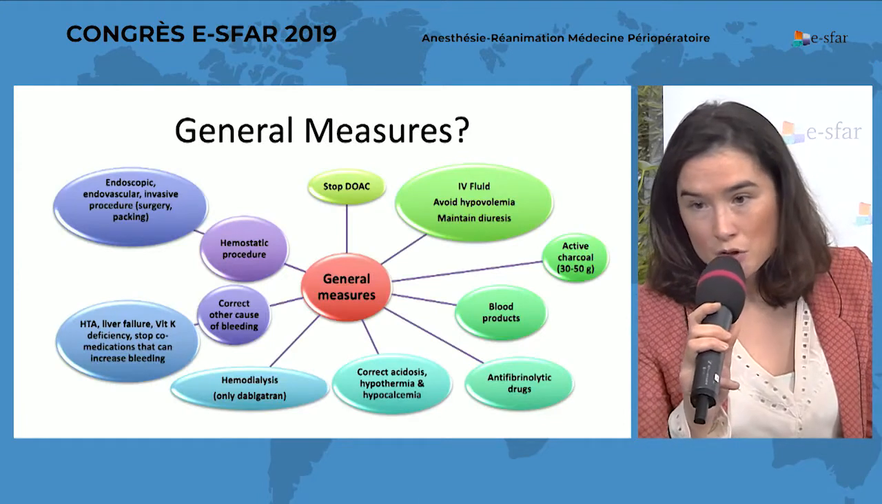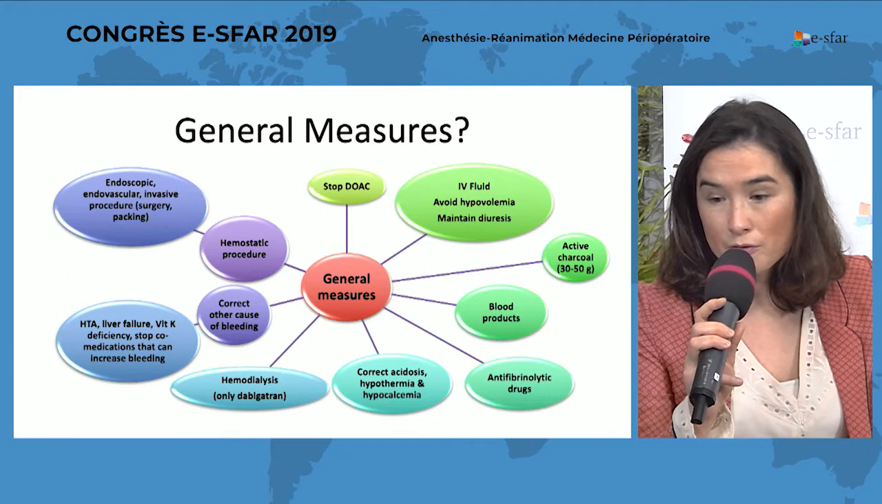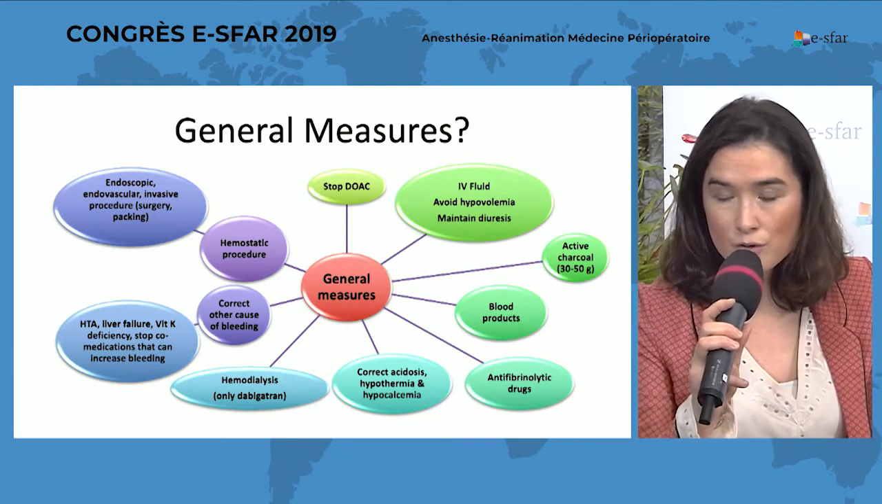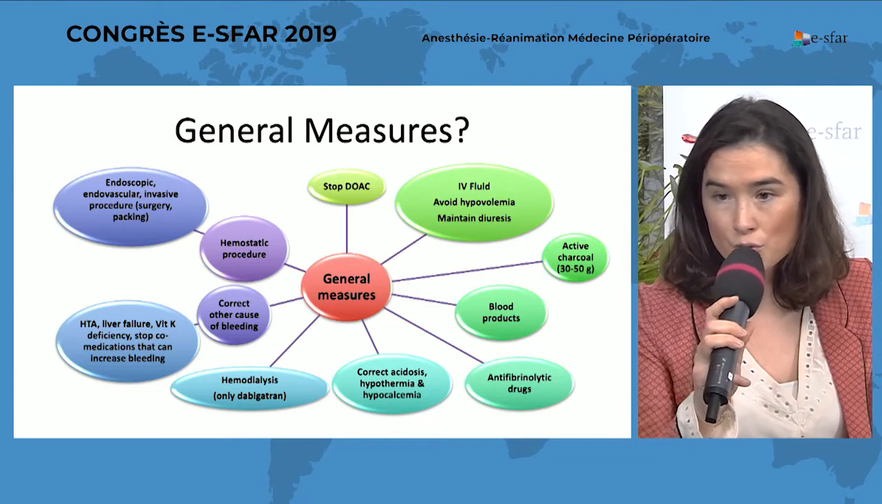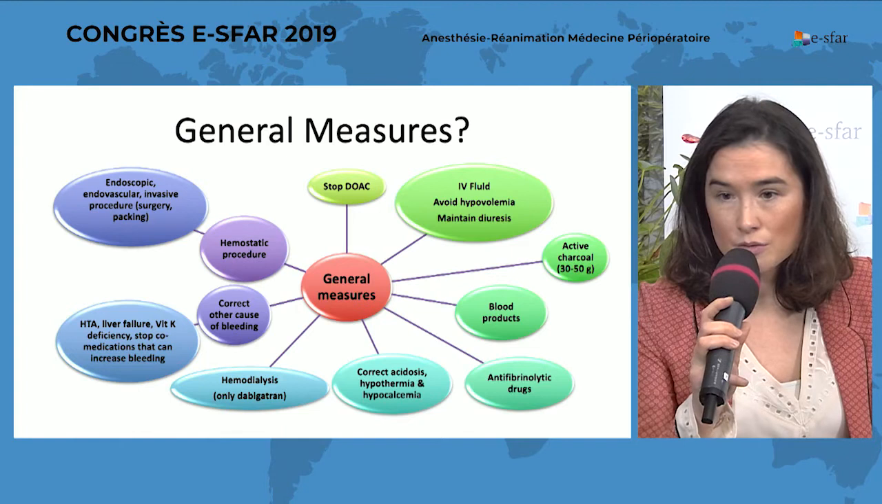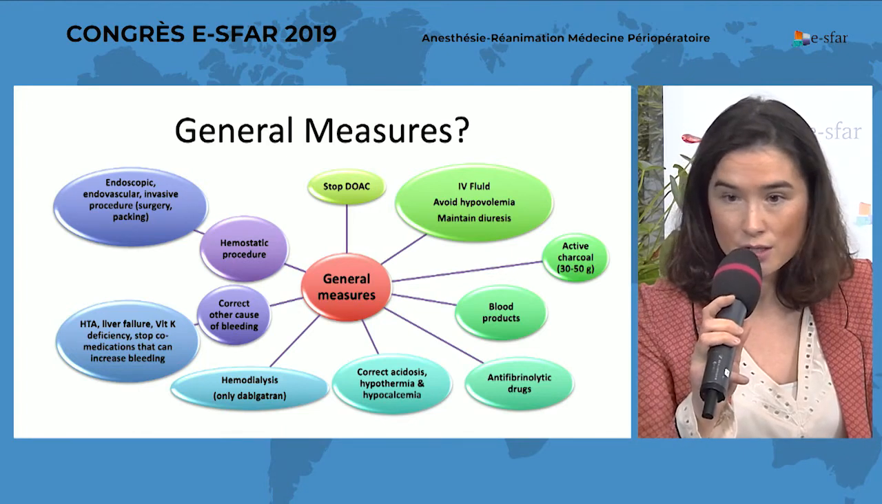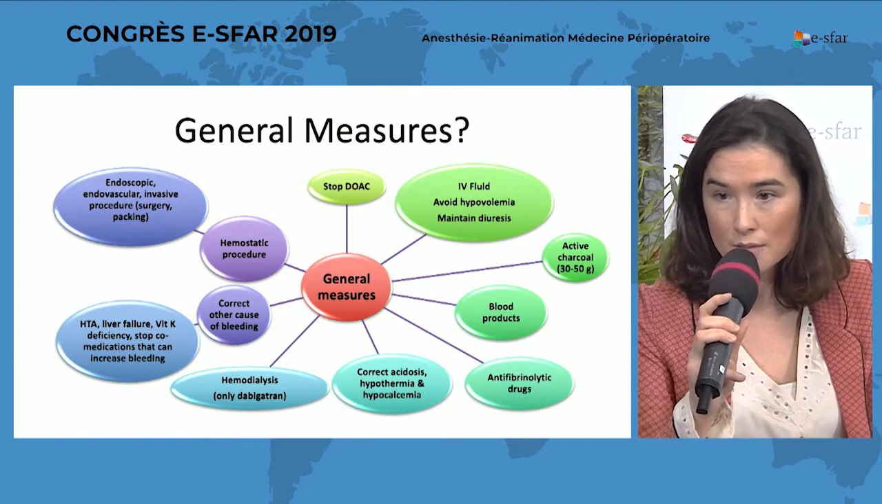What are the general measures that you can do for all the patients? First is to stop, of course, the DOAC. That can be sufficient for mild bleeding, and local hemostasis is also a first point to do. When you have a bleeding that can be moderate, you can think about what hemostatic procedure can help. Endoscopic maybe, endovascular, or an invasive procedure like surgery or packing.